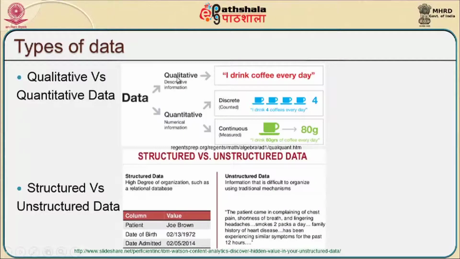The second type of data would be structured versus unstructured data. Structured data is put in columns and rows, with a high degree of organization, represented in tabular or relational database format, where I represent all the details in terms of columns and rows. A column might take patient name, date of birth, date of admission, and the appropriate values will be mentioned. When it is unstructured data, it is a complete description that will be available, so this is information that is difficult to organize using traditional mechanisms.